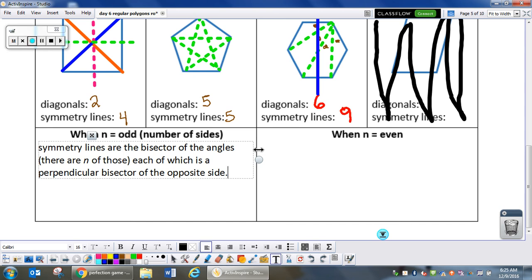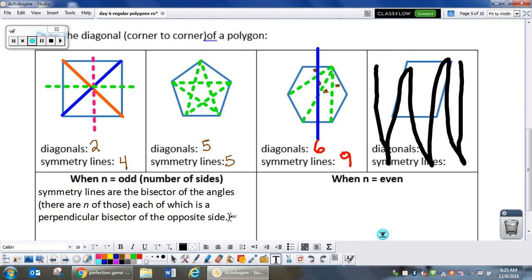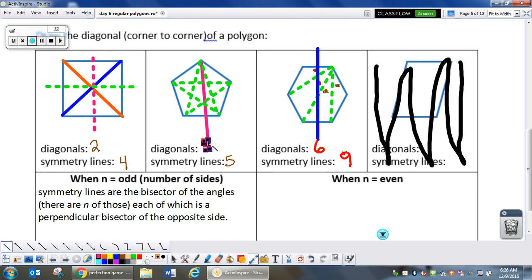So if you're looking at your pentagon, your symmetry line, I'm going to draw in pink. This pink line could be a symmetry line, which means it's bisecting that top angle, but it's a perpendicular bisector to what it intersects. Here, bisect that angle, perpendicular bisector to the other side. Okay? So again, your symmetry lines of odd sides are the bisectors of angles, each of which go through the perpendicular bisector of the opposite side.